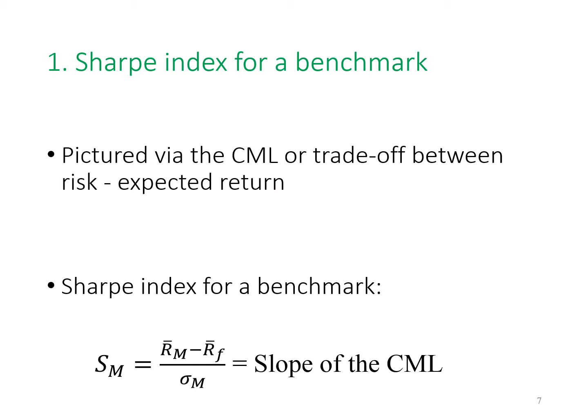The Sharpe index for a benchmark can be calculated as the average market return minus the average risk-free rate, then divided by the standard deviation of the market. The Sharpe index for a benchmark can be pictured via the capital market line, which represents a trade-off between the risk and expected return.